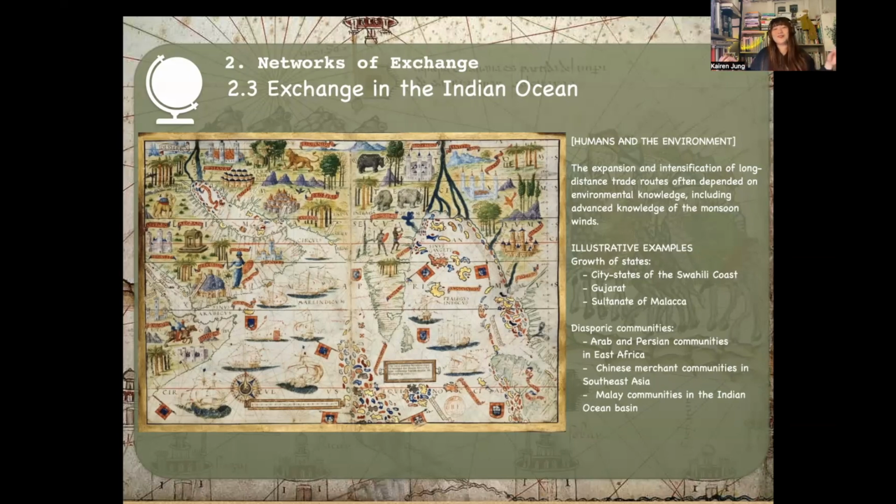Illustrative examples, you have the growth of states like the city-states of the Swahili coast, the Gujarat and the Sultanate of Malacca, diasporic communities, Arab and Persian communities in East Africa, Chinese merchant communities in Southeast Asia, and Malay communities in the Indian Ocean basin. Remember what I told you about repeating things and where the spirals node up, right? Keep these in your memory. You have to remember these.